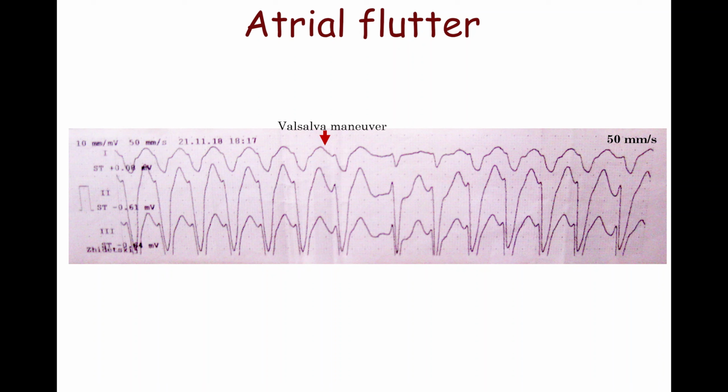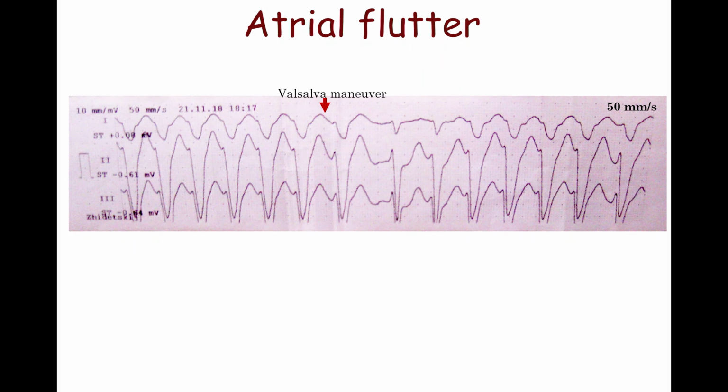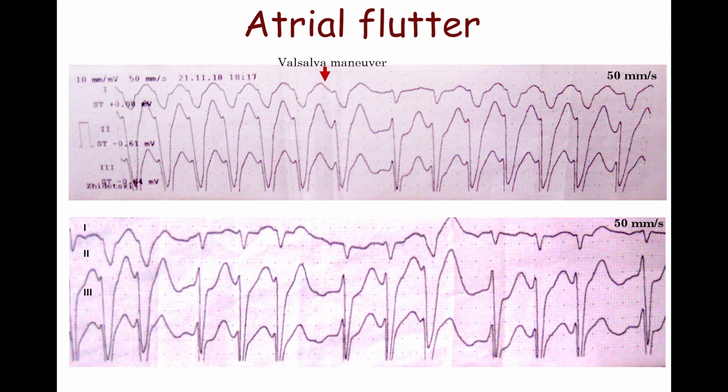Vagal maneuvers in case of the atrial flutter may slow down the ventricular response for a short time and make the flutter waves obvious or have no effect on the atrioventricular conduction. When a vagal maneuver is stopped, the previous level of atrioventricular conduction is restored. However, the sinus rhythm cannot be restored by vagal maneuvers during the atrial flutter.